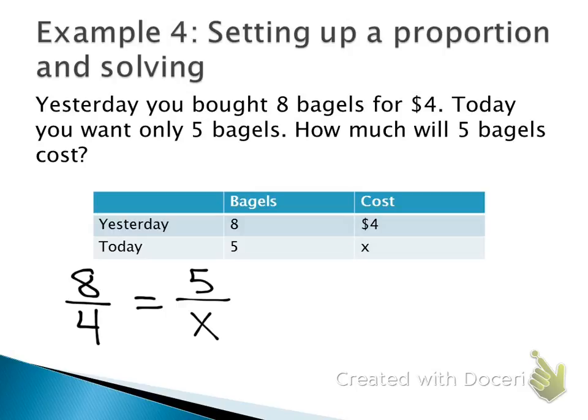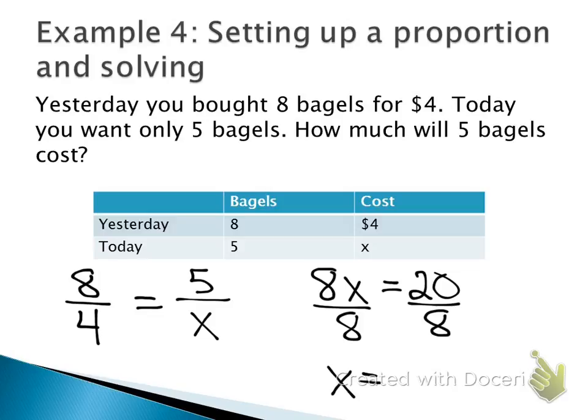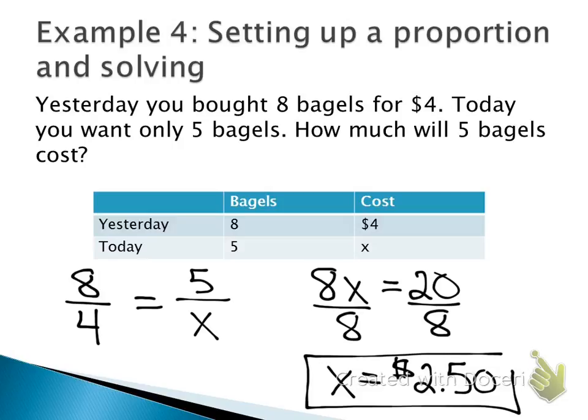Now, I can solve any way that I want. Equivalent ratios is not going to be practical. Algebra is not going to be practical. I would advise you to use cross products because we know that cross products works every time. So 8x equals 20. Divide both sides by 8. And x equals what? In dollar form. $2.50. Don't forget what you're solving for. It says how much will it cost, so you have to write your answer in dollar form. All right, x equals $2.50.